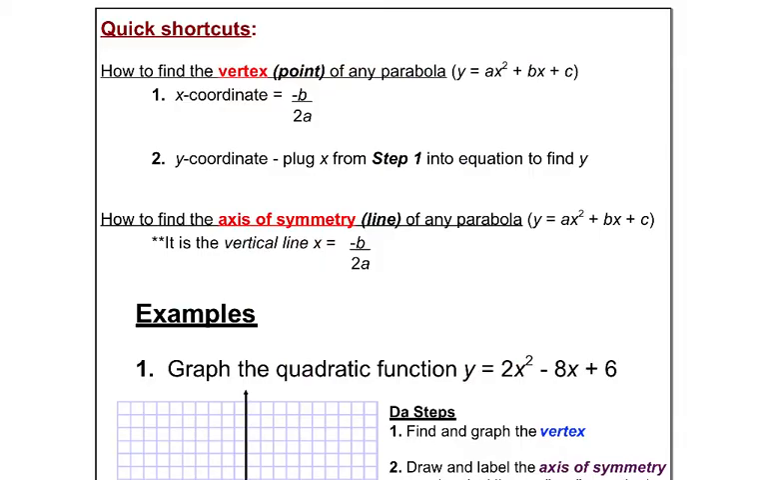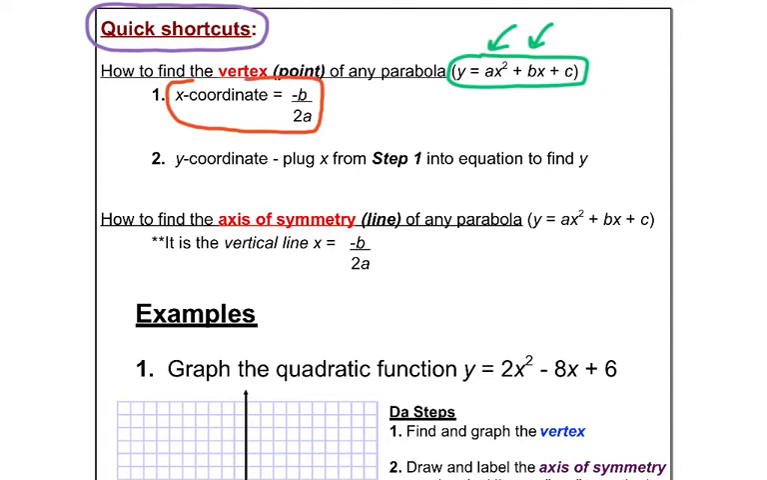So how can we graph these by hand really quickly? Well, first of all, we need to learn a little bit more about the vertex. So let me show you a little shortcut. How can we find the vertex of a parabola if I give you the equation? If you have y equals ax squared plus bx plus c, our standard form, we're going to take the b and the a values, and here's your magic formula. Ready? Write this down and put a big star next to it.